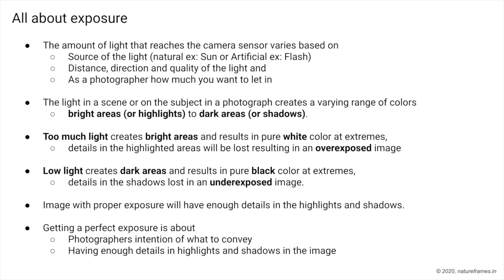Low light creates dark areas and results in pure black color at extremes. Details in the shadows are lost in an underexposed image. An image with proper exposure will have enough details in both the highlights and the shadows. Getting a perfect exposure is about the photographer's intention of what to convey and having enough details in highlights and shadows in the image.